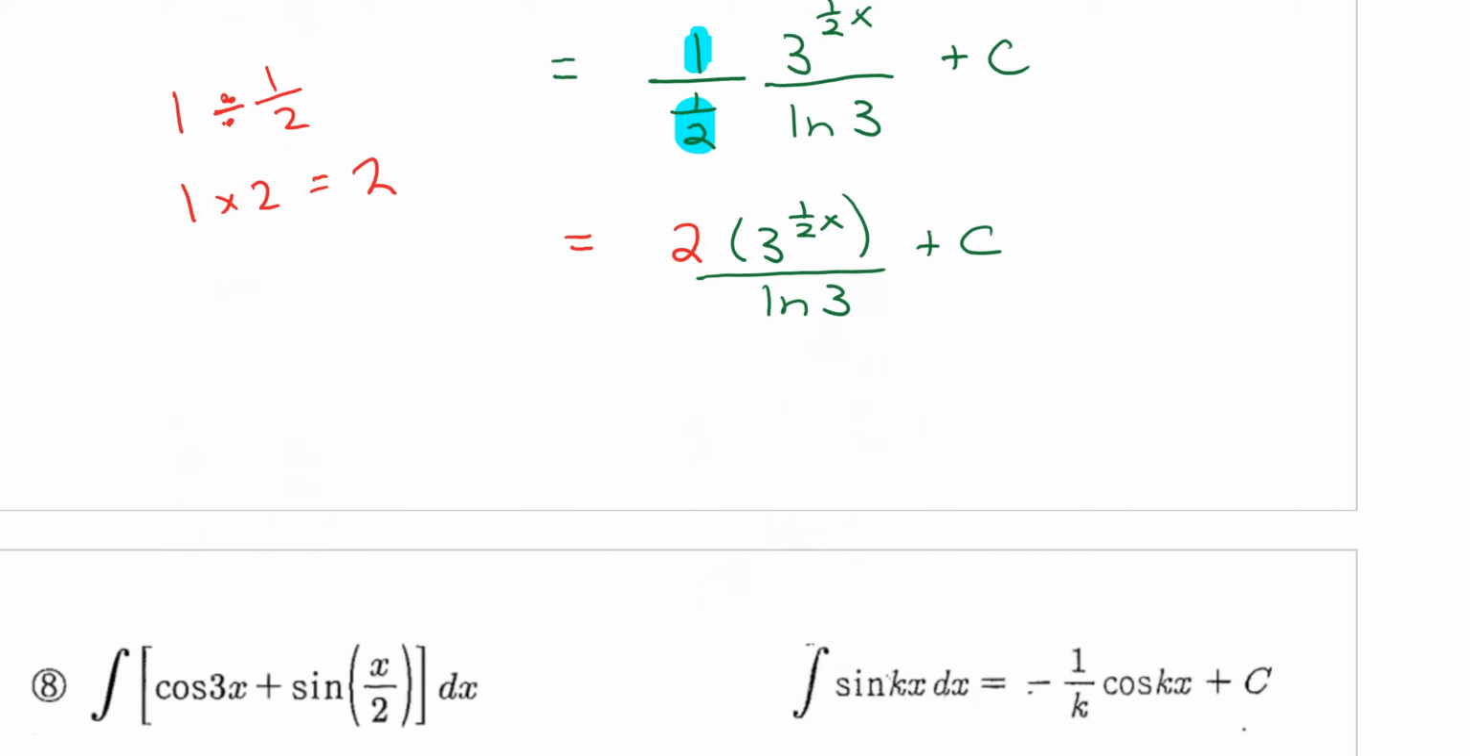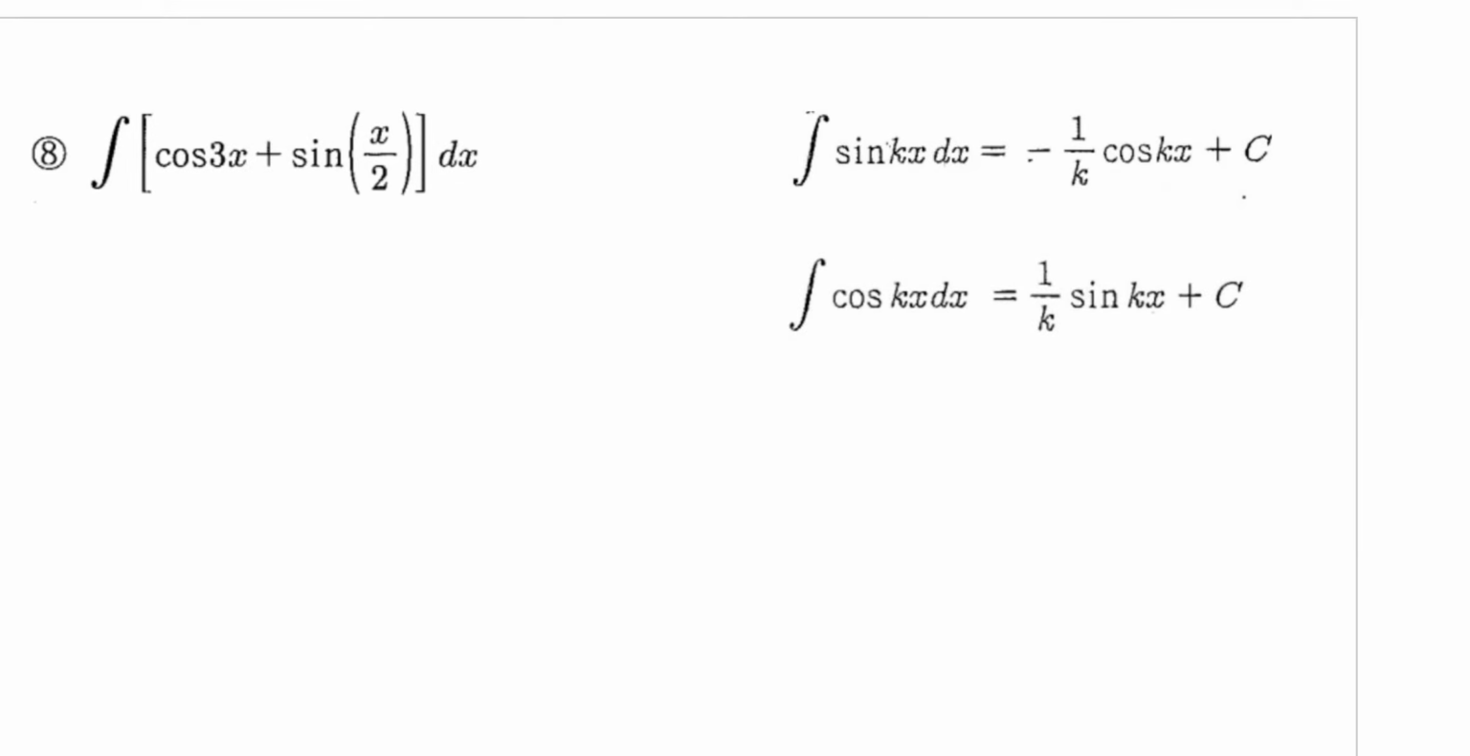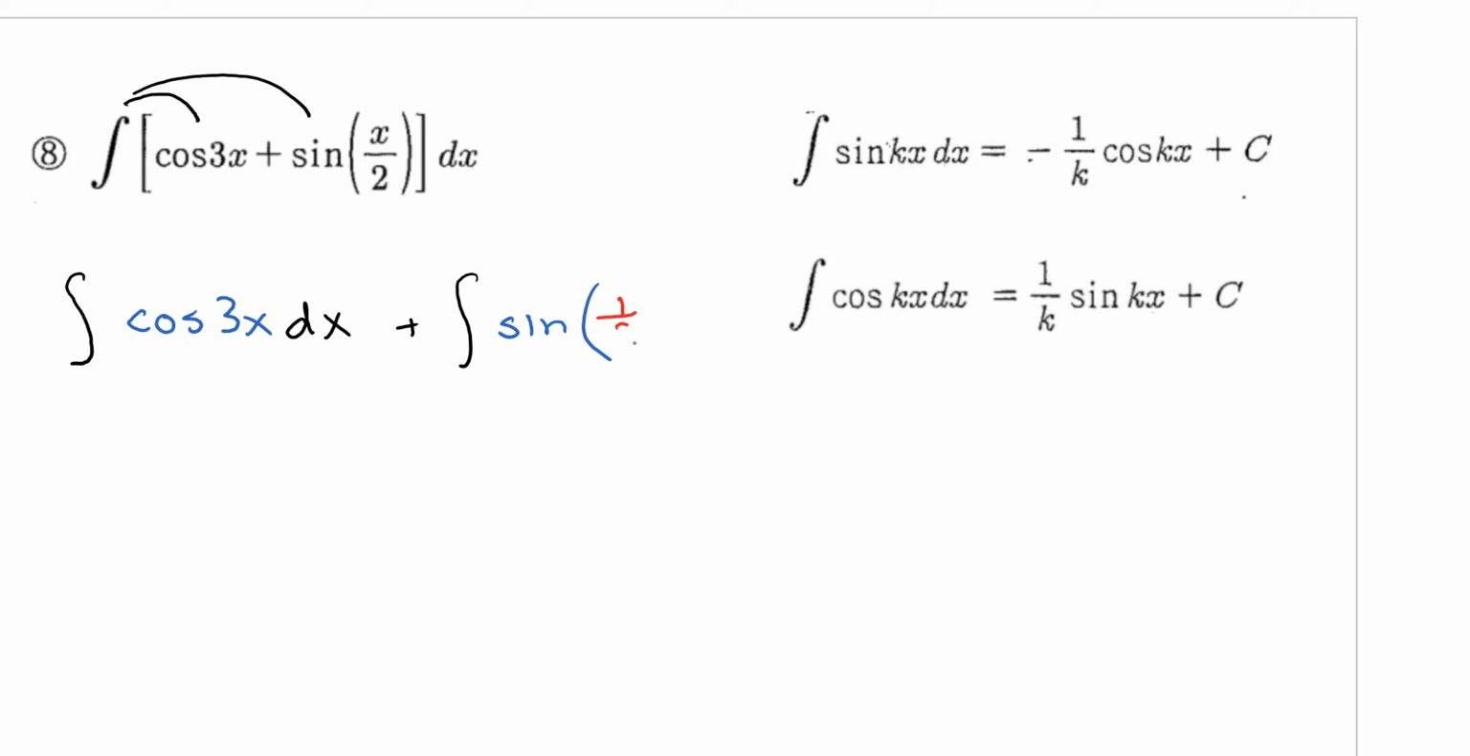Okay, let's go on to a few more. I have some trig questions now. Okay, so I'll do this the long way. I'll just distribute the integral sign. So this is the integral of cos 3x times dx plus the integral of sine of, in brackets, now I'll write this as 1 over 2 times x, and then dx.